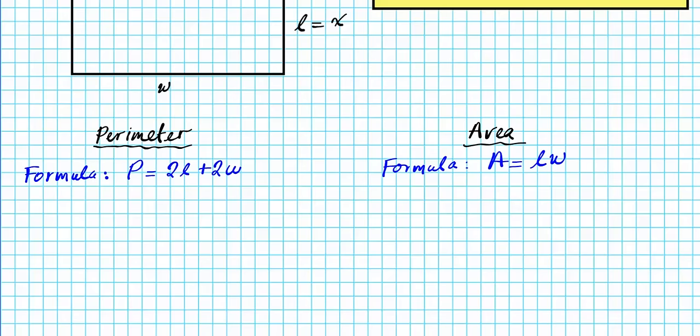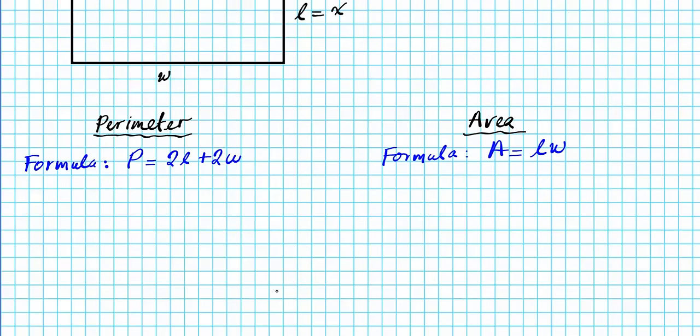Let's start with the perimeter information. We're told in the problem that the perimeter P is 48 meters. The length is X, and the width is just W. We don't know what that is. Substituting these values into the formula, we end up with the first equation: 48 equals 2 length, and L is X, remember, plus 2W. So this is our first equation.